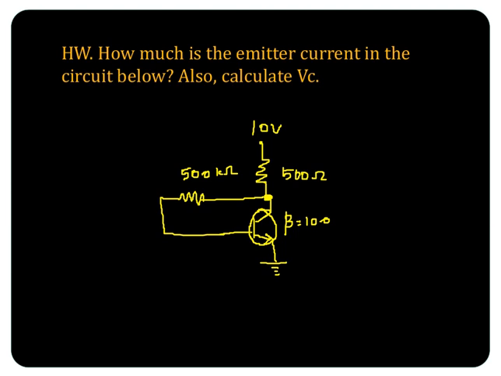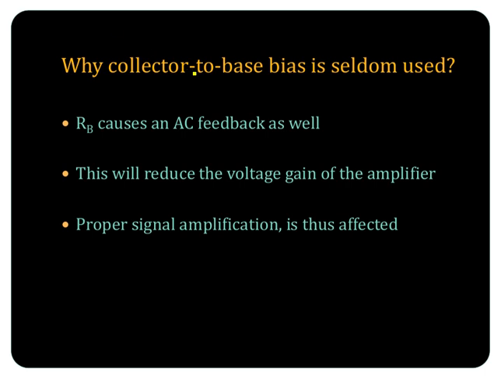Now let us conclude our discussion. Though there is an improvement from fixed bias circuit, this collector to base bias is seldom used. That is because you are taking a feedback through RB. You know this transistor is used for amplifying AC signals. So if we provide an AC signal at its input, it is causing a feedback, AC feedback also. This RB connection from collector to the base is causing an AC feedback also. So ultimately this will reduce the voltage gain of the amplifier, and therefore proper signal amplification is affected if you use a collector to base bias.